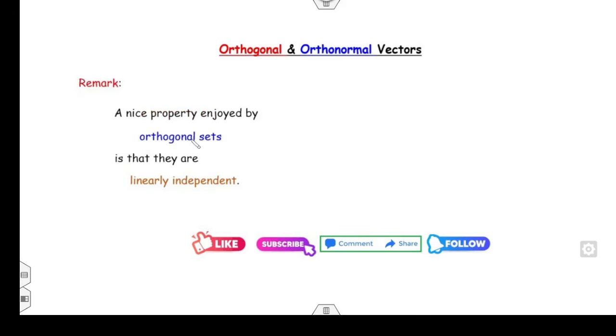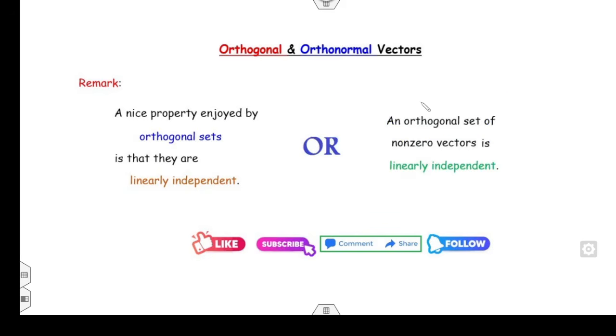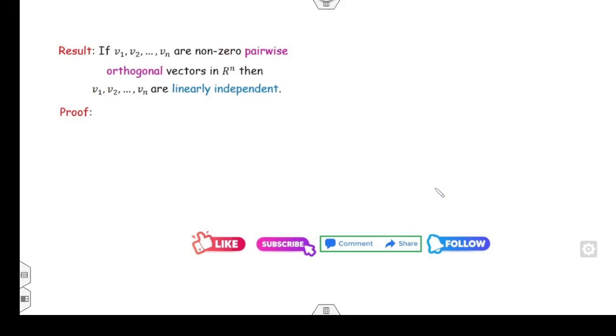Another very important property of orthogonal vectors is that they are always linearly independent. That means if you have V1, V2 up to Vn, and they are orthogonal, then you can directly say V1, V2 up to Vn are linearly independent. That is a very, very important property of orthogonal sets. That means an orthogonal set of non-zero vectors is always linearly independent. The proof is very simple. You can write it in a few lines.